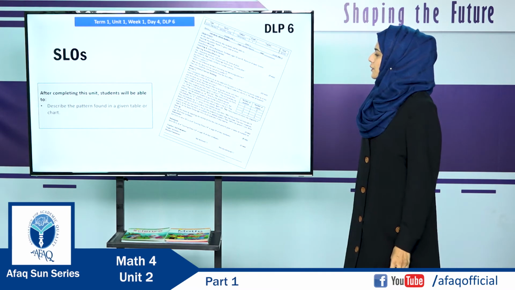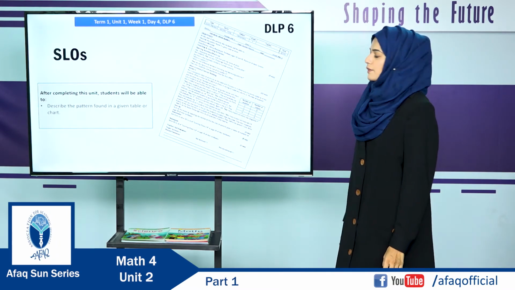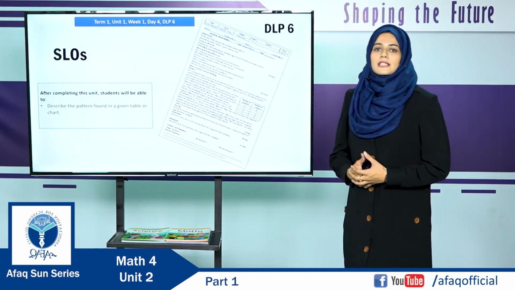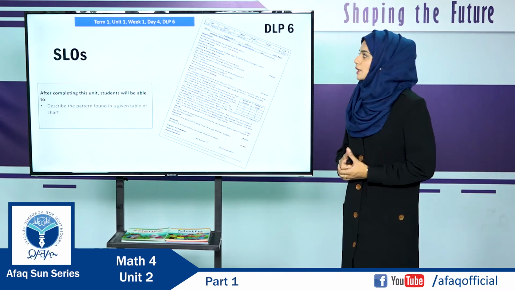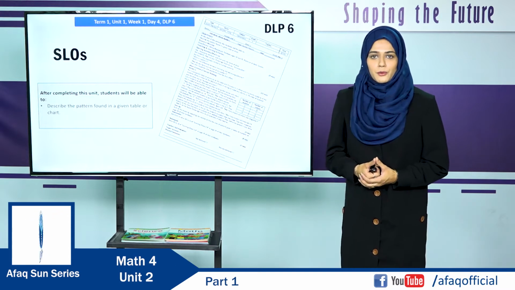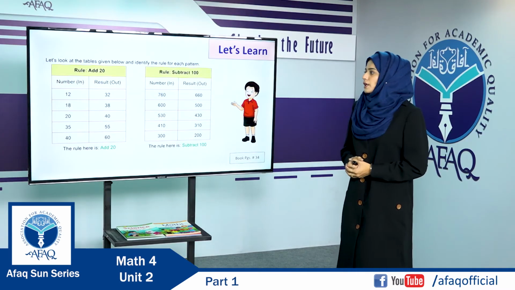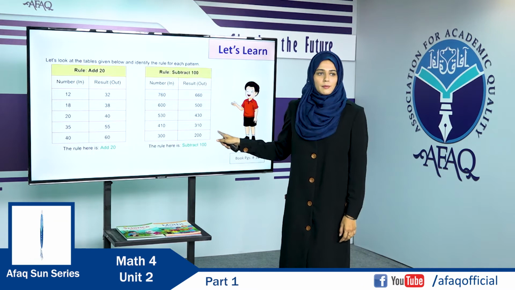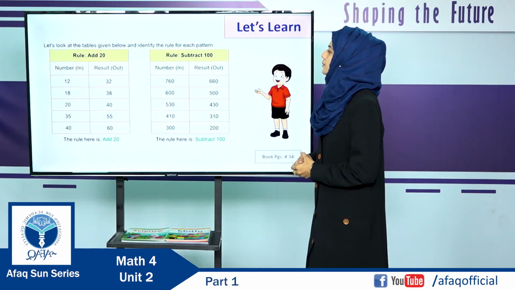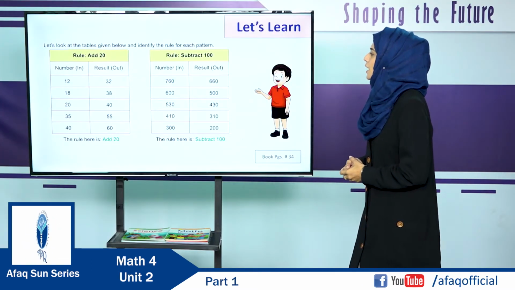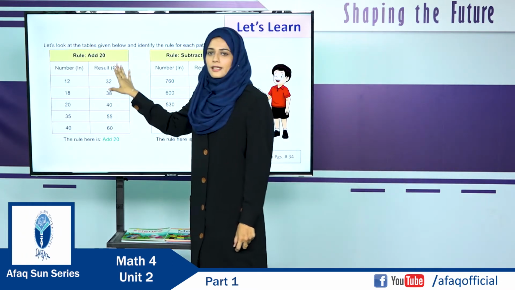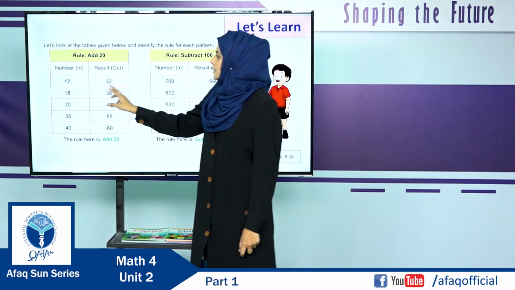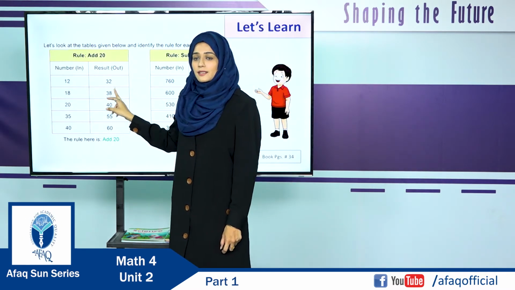In this, we are going to discuss the pattern found in a given table or a chart. To cover this, the methodology has been given in DLP 6, which falls in Term 1, Unit 1 of Week 1, Day 4. On page number 34, you can see the table here. Let's look at the tables given below and identify the rule for each pattern. Here are numbers given and here is the result.